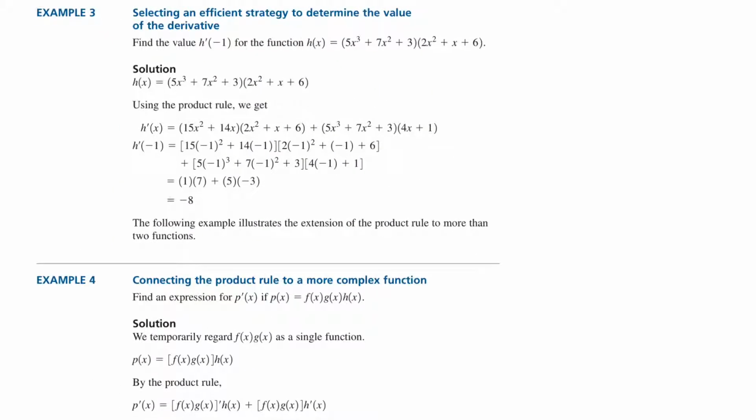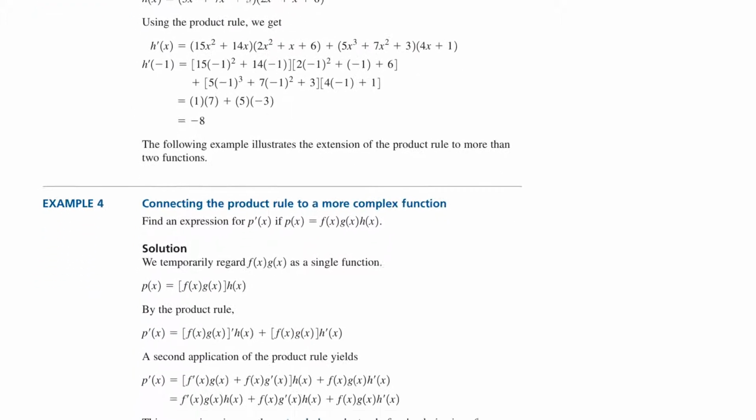Let's find h prime of negative 1 when h of x is 5x^3 plus 7x^2 plus 3 times 2x^2 plus x plus 6. We know h prime of x is the derivative of the first function, which is 15x^2 plus 14x, times the second function itself, plus the derivative of the second function, 2x^2 plus x plus 6, which is 4x plus 1, times the first function, 5x^3 plus 7x^2 plus 3. Then we replace x by negative 1 and we find the derivative.